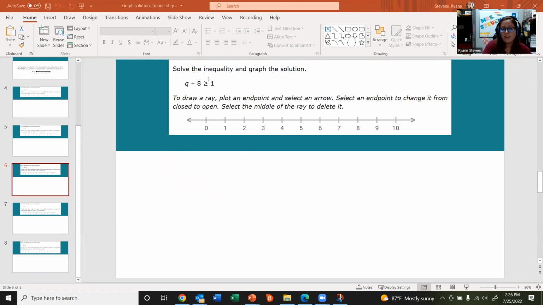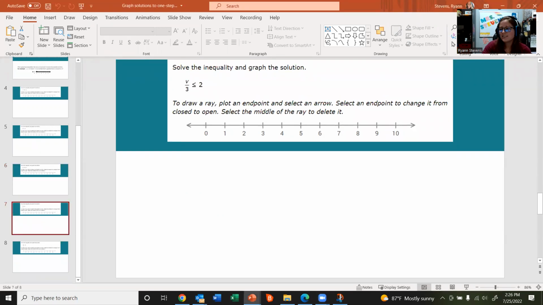Let's look at another one of these styles of questions. Here we are solving the inequality and graphing the solution. We have V divided by 3, or V over 3, is less than or equal to 2. So we're going to write this here. V over 3 is less than or equal to 2.